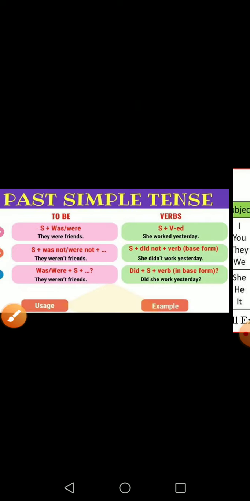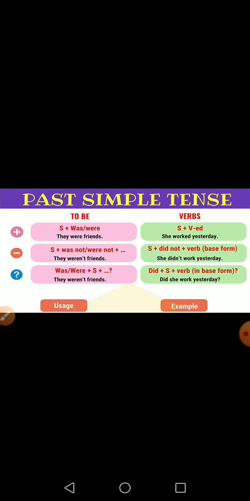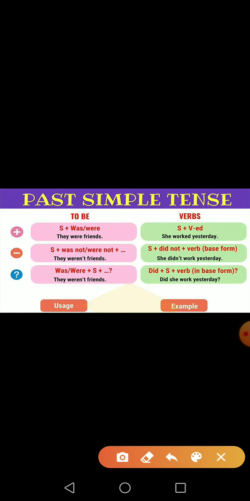However, in the simple past, we have 3 important forms: affirmative, negative, and question. In the affirmative, we use subject plus verb 2. Negative, we use did not plus the verb. Question, we switch. That means we start with did plus the subject. But if I have the verb be, we have to use was, were. Negative, wasn't, weren't. Question, was and were.